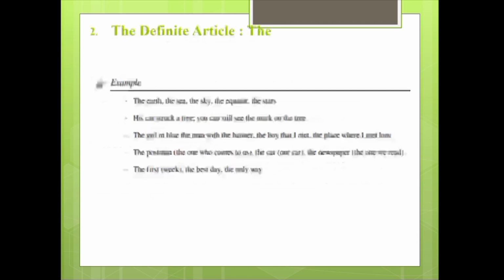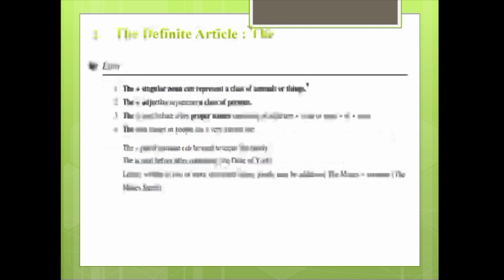Here are some examples to instantiate the use of the. The, when used plus a singular noun, can represent a class of animals or things. The, when followed by an adjective, represents a class of persons. The is used before other proper names consisting of adjective plus noun or noun plus of plus noun. The with names of people has a very limited use. The plus a plural surname can be used to mean the family, for instance, the Marshalls.